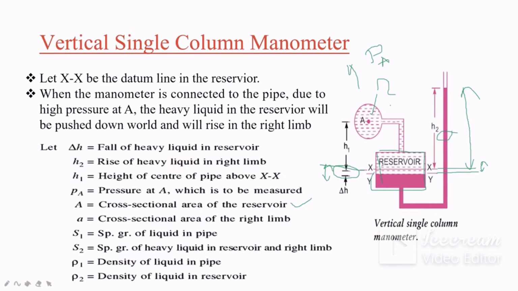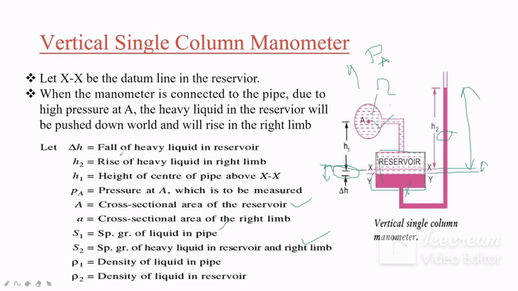So A is the cross sectional area of the reservoir, and for the right limb, small a is the cross sectional area of the right limb. There are two different types of liquid, so there will be two different properties. S1 is the specific gravity of the liquid in the pipe, and S2 is the specific gravity of the heavy liquid in the reservoir and right limb.